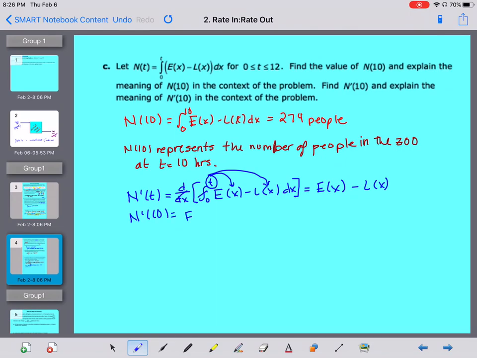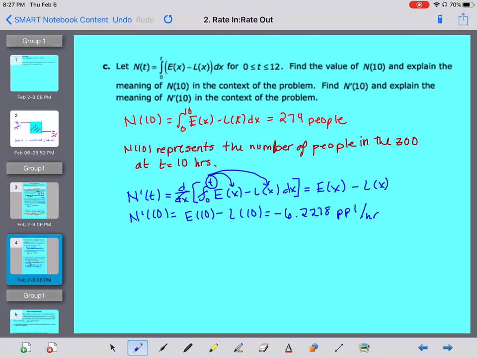Okay, so if we actually take that and plug in 10 now, so e to the 10 minus L of 10, I did all of these calculations in the calculator. I wind up getting negative 6.2278 people per hour. Okay. Then it says, describe the meaning in the context of the problem.